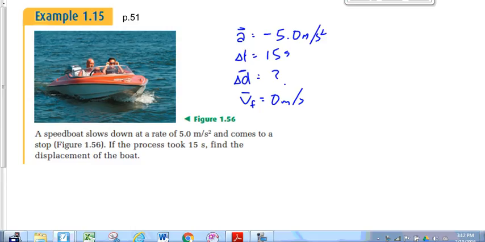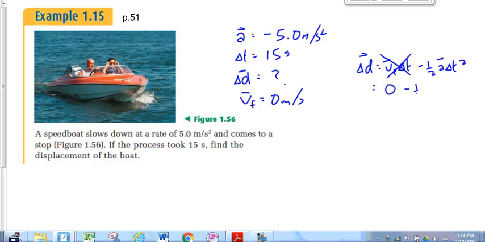Which one do you want to try? I'm thinking VFT minus 1/2 AT squared. Let's give that a whirl here. VF is 0. Why did I cross that off? VF is 0, but Cody? Yeah, good. Anything times 0 is 0. This is going to be 0, right? VF times 15 is 0 because VF is 0.